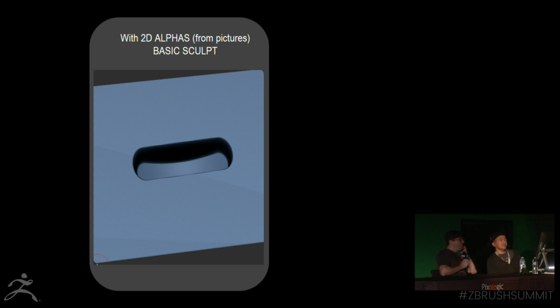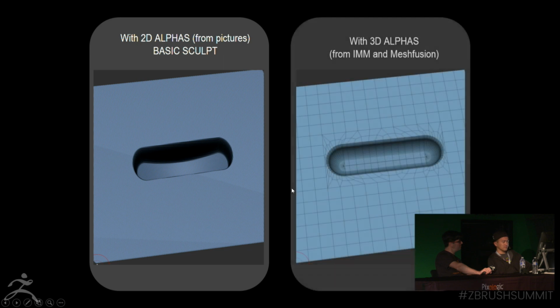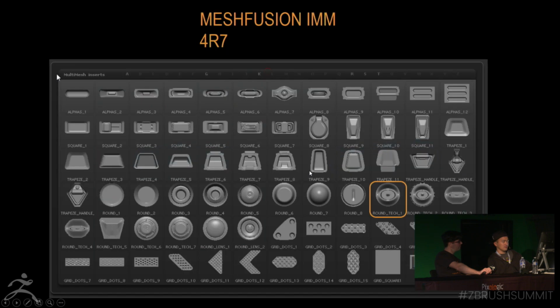Cool. So basically, we know in ZBrush, to have details we must divide the subtool, right? I didn't like this approach, and I tried to find another solution with mesh fusion to get this kind of result. And I decided to create my own personal IMM for mesh fusion.